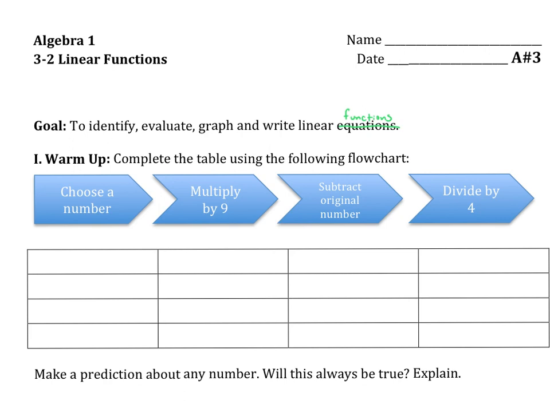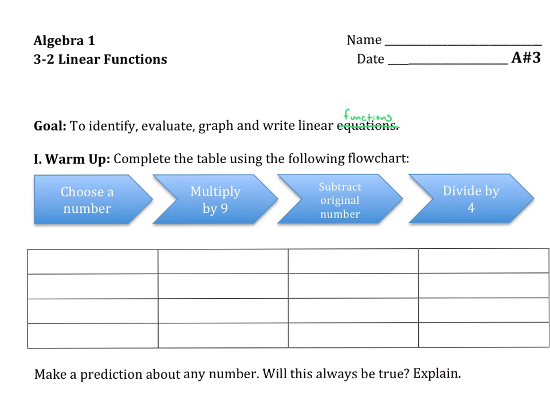By way of warm-up, your job is to complete the table using the following flow chart. Choose a number, multiply that number by 9, subtract the original number, divide by 4, and see what you get. Do that 4 times. Then make a prediction about any number. Will this always be true? Make sure to explain what you can.